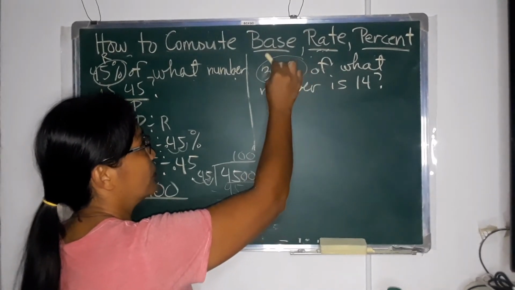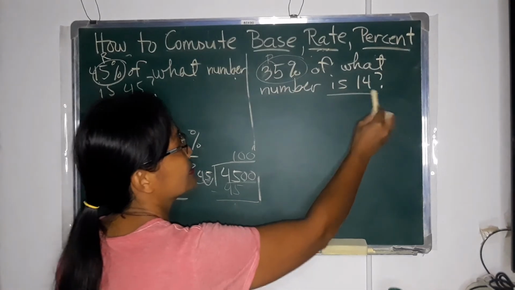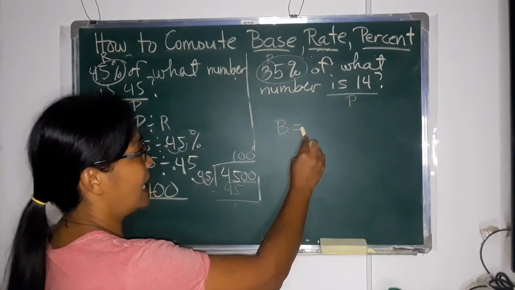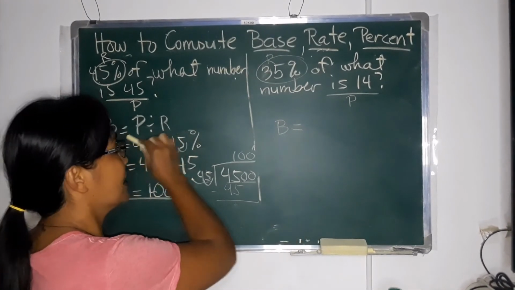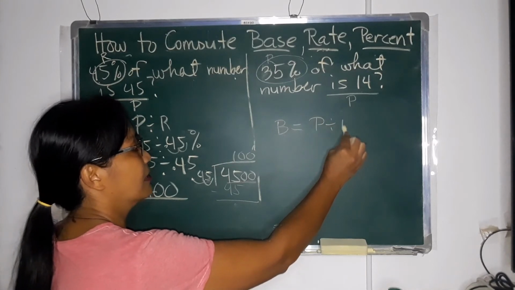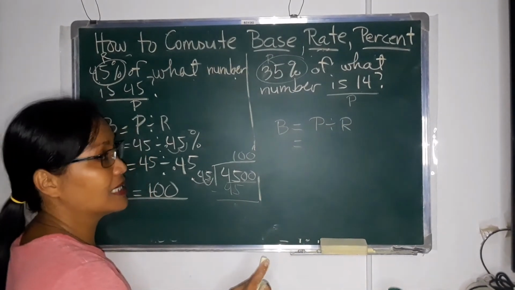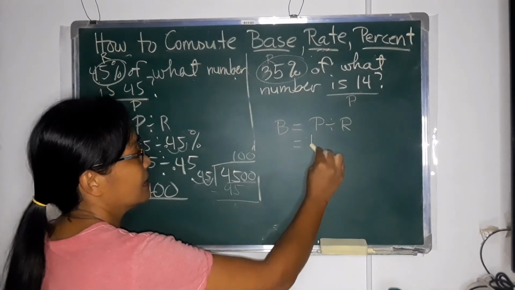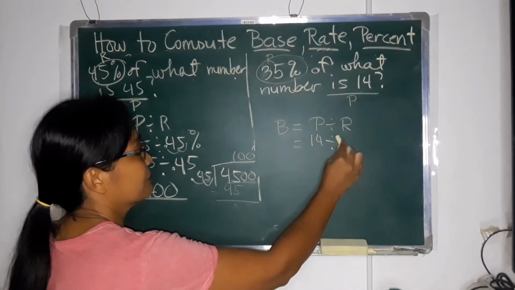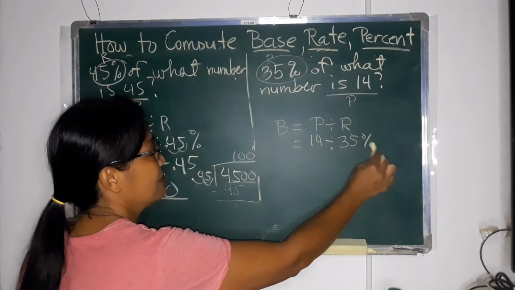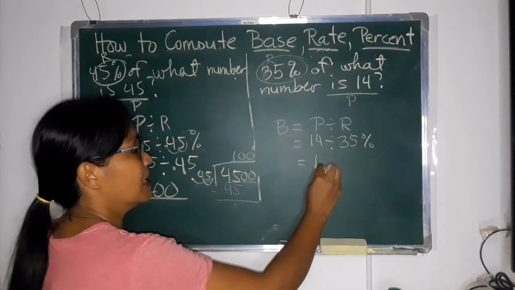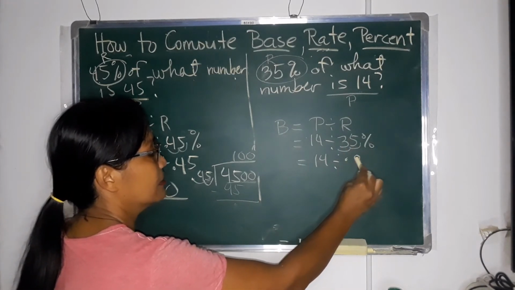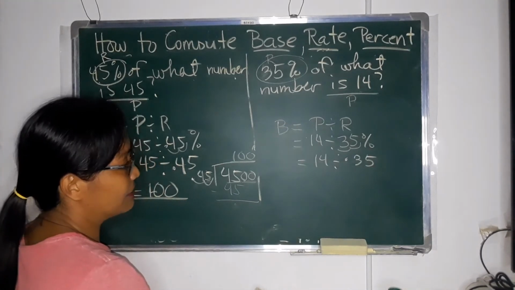Okay, so how about the next example? The percent sign is our rate. And then 14 is our P. The same, we do not have the base. So, base ang hinahanap natin. So, formula ng base ay P divided by R. And then, palitan lang natin yung mga given. So, P ay 14. Ang R ay ang 35%. Then, palitan natin ang percent sign into decimal by moving to the left twice, 1, 2. So, 0.35. Then, after that, mag-divide tayo.